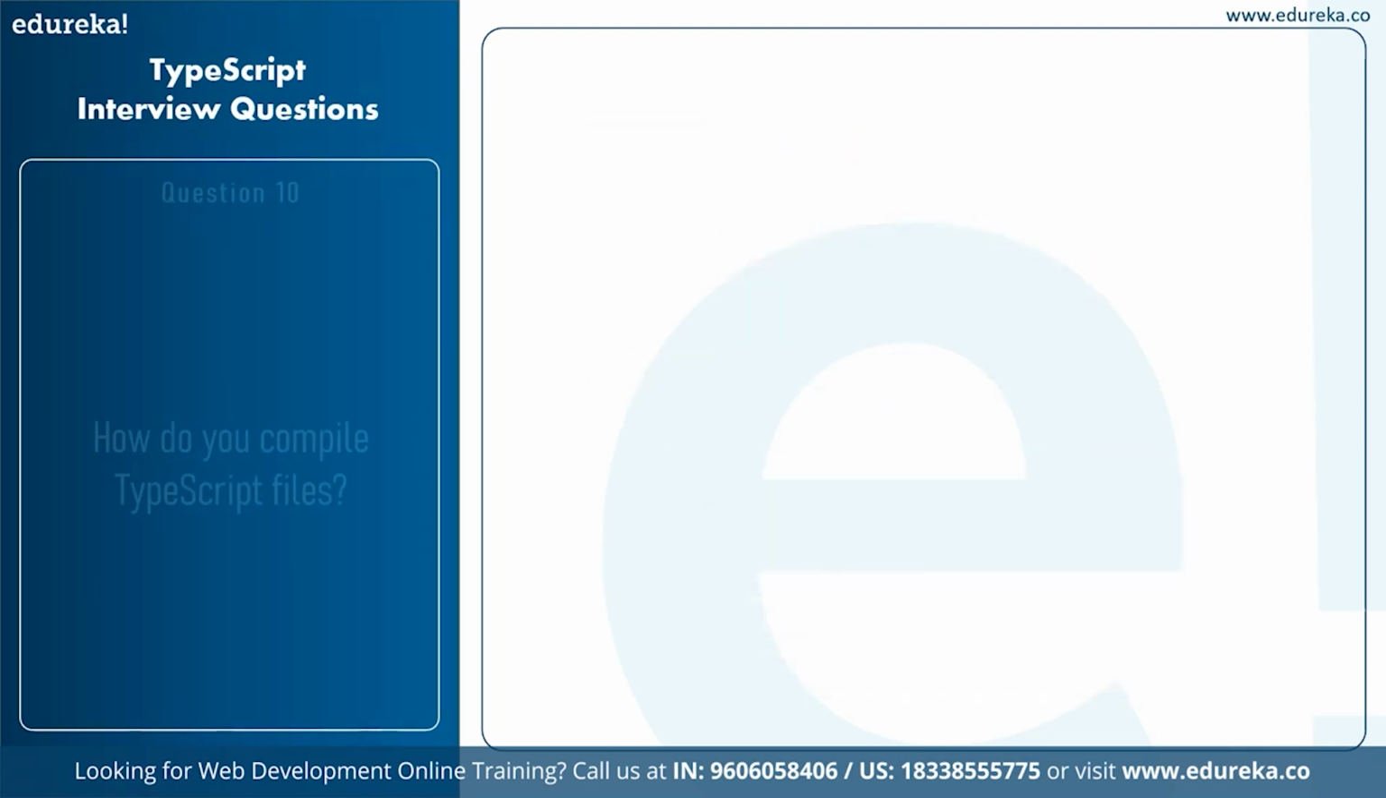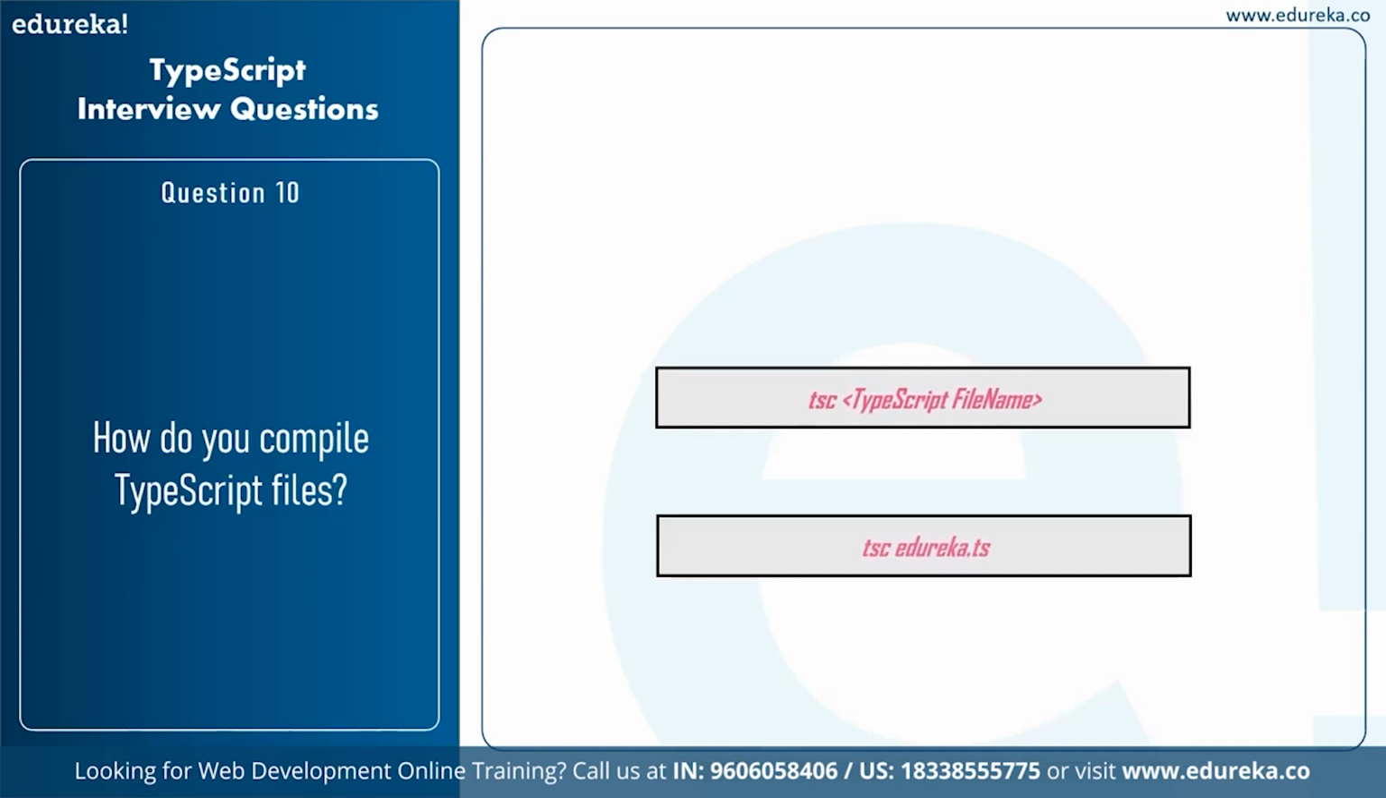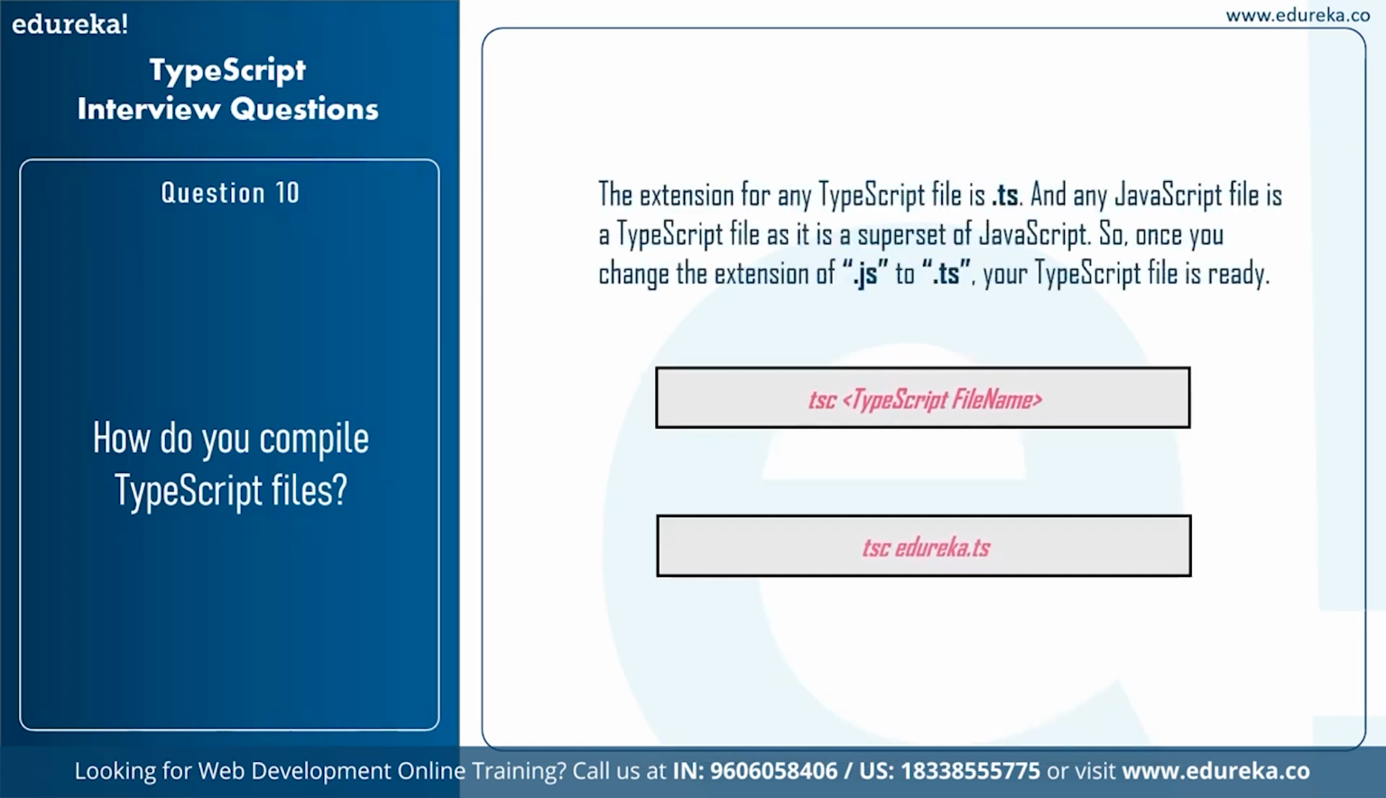Now moving on to the next question, how do you compile TypeScript files? Now the extension for any TypeScript file is .ts, and any JavaScript file is a TypeScript file as it is a superset of JavaScript. So once you change the extension from .js to .ts, your TypeScript file is ready. Now in order to compile any .ts file into .js, we need to use certain commands. So the first command that you can use is tsc and then the TypeScript file name, that is, you add your file name here. Now suppose you want to compile edureka.ts, so you will run the command as tsc edureka.ts.